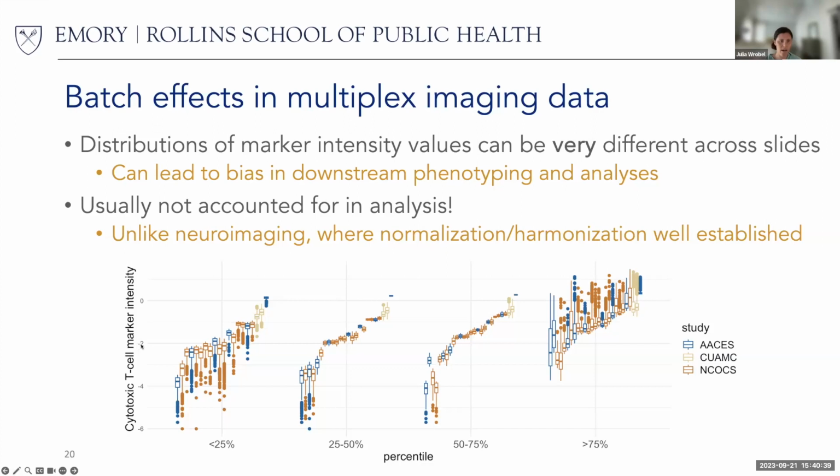This figure here I actually just made for a grant that's going in, and it shows some batch effects in 3 data sets that I have of multiplex imaging data. It's just for one particular marker of a certain type of immune cell. The different colors represent different sites, and each little box represents a slide. The mean values are very different across slides, and the variance is different across slides. This is also different across different percentiles of the intensity distribution. So we are seeing huge batch effects here, and these need to be accounted for.